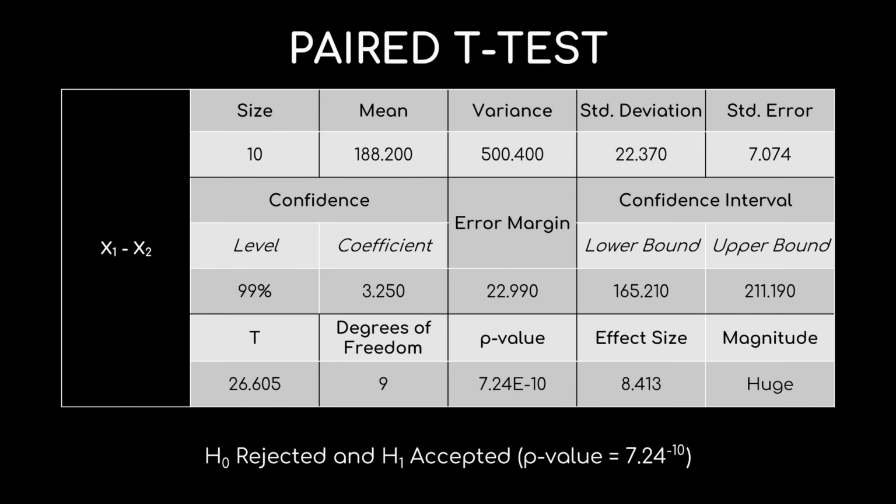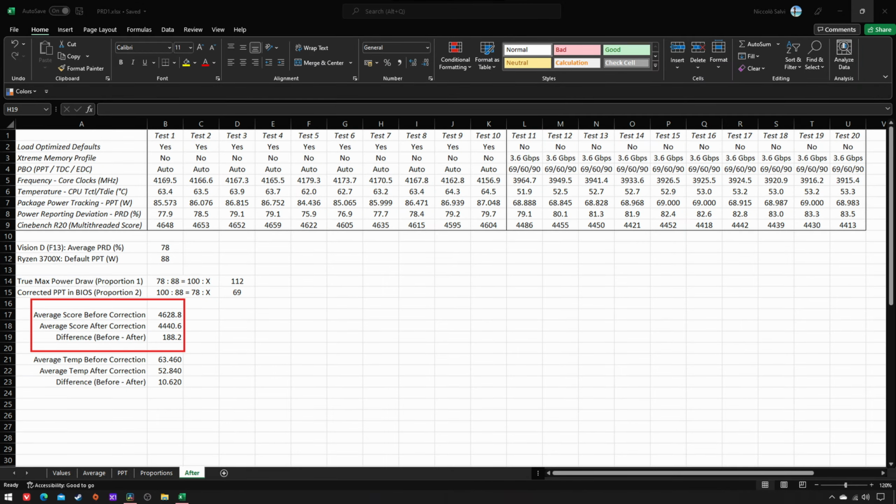Since RStudio returns a p-value of 7.24 to the minus 10th and a Cohen's d effect size of 8.413, H0 is rejected and H1 is accepted. The difference between these two means is statistically significant and its magnitude is huge. In simpler terms, the R20 average score with PPT Auto is significantly higher than the average score with PPT 88. Basically, my PPT correction drastically reduces the CPU performance in Cinebench R20.